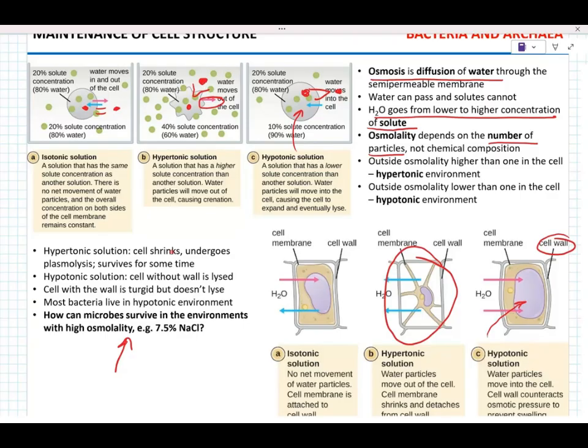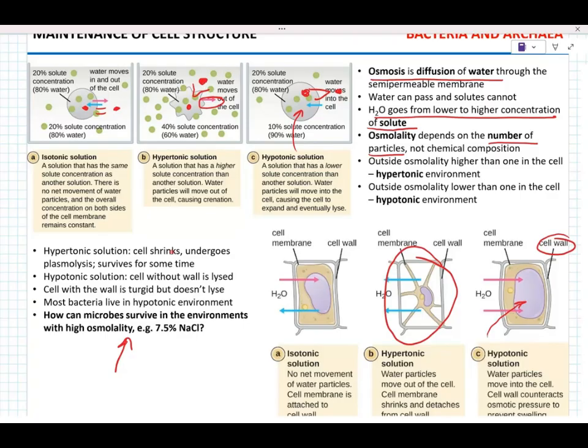When we talked about hypertonic and hypotonic, did I ever mention a single number? No, I didn't. Because it's a relative parameter, right? Hypertonic environment simply means that there's more solutes outside than inside, but no numbers.